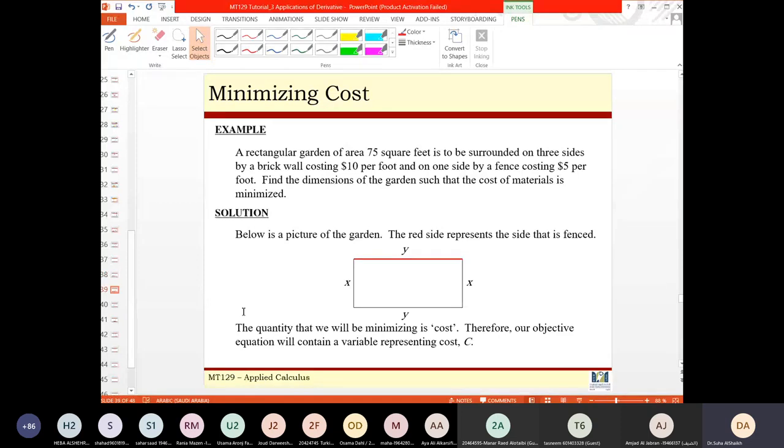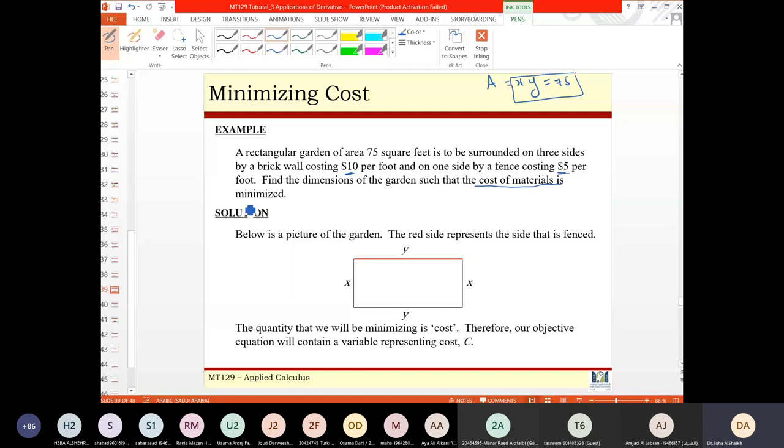Now, one more example. We have again a rectangular garden that has area 75. So they told me that the area is 75. So the area, which equals x times y, is already equal to 75. This is given in the question, I mean. It's to be surrounded on 3 sides by a brick wall that costs $10 per foot, and on one side by fencing that costs $5 per foot. Find the dimension of the garden such that the cost of the material is minimized.